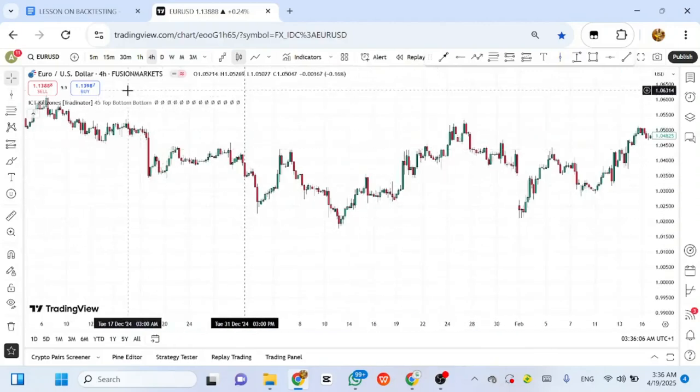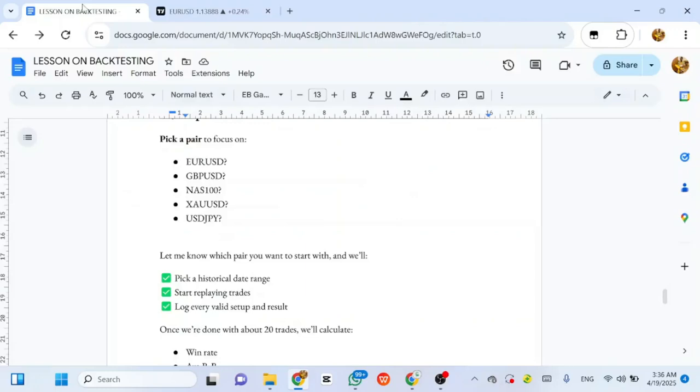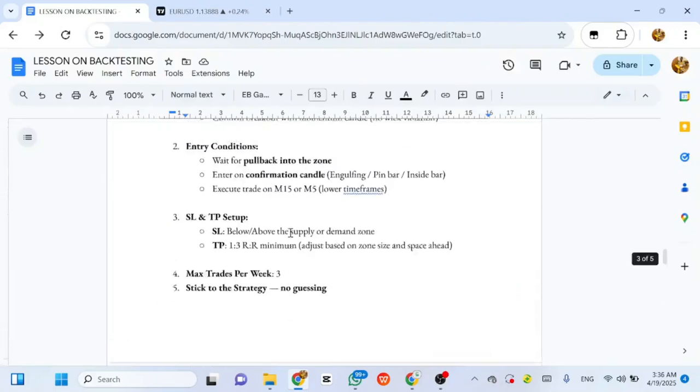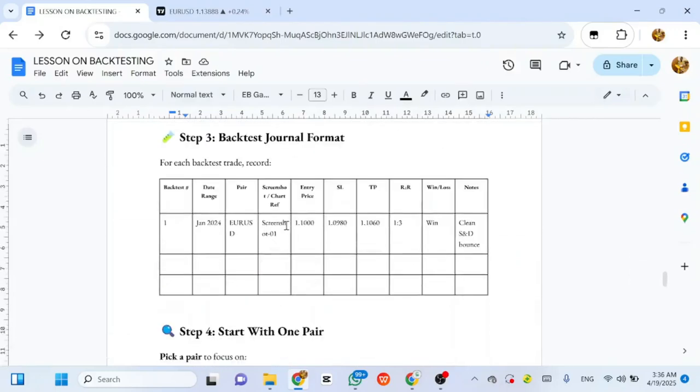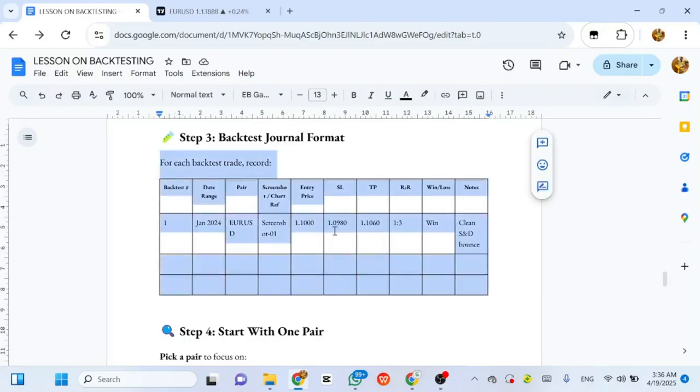All right, so what is the strategy? It's a breakout and retest. It's a supply and demand strategy. You can see it from here. So now we are applying it. And what again do we need to get set? We need to get our journal ready.